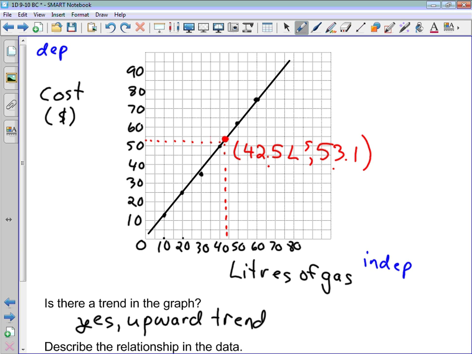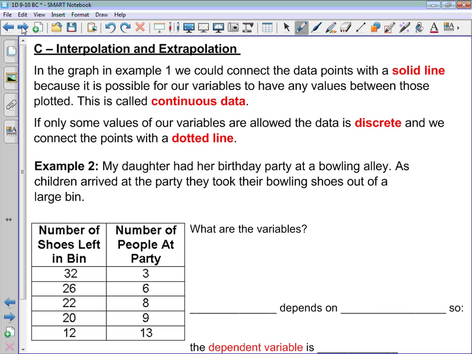$53.10. I could draw that solid line between all of those points and just pick a point on that line and know that it represented a value for liters and a value for cost because of what kind of data I was plotting here. The data that I was plotting there is what we would call continuous data.